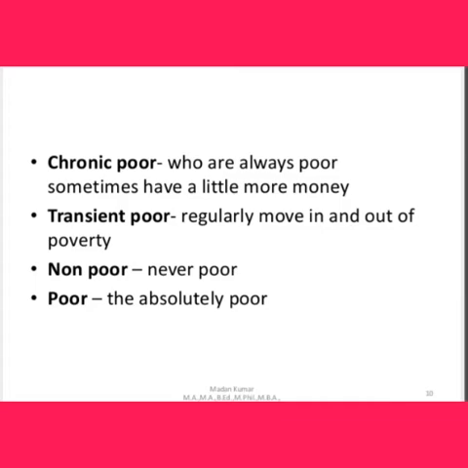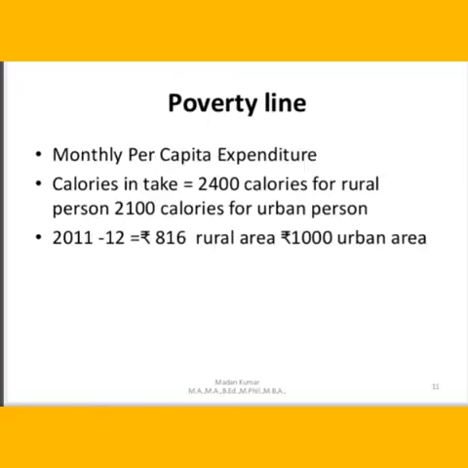So, who are these chronic poor? Chronic means acute, always. Those who are always poor, though sometimes they have a little more money. Transient poor means those who regularly move in and out of poverty. The non-poor are never poor, and the poor means the absolutely poor. So these are the four sections where they have identified the poorer sections of society.